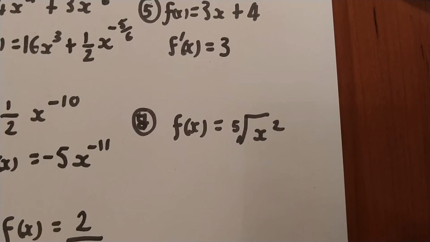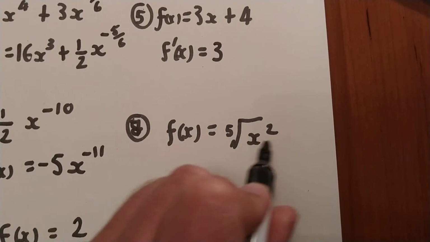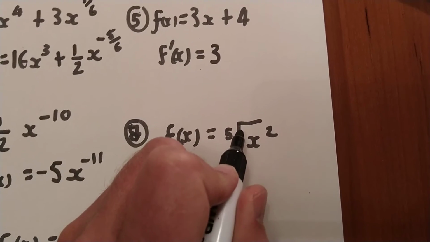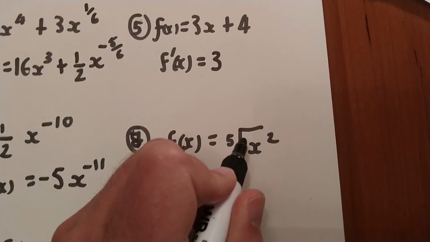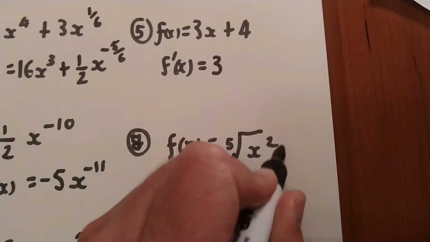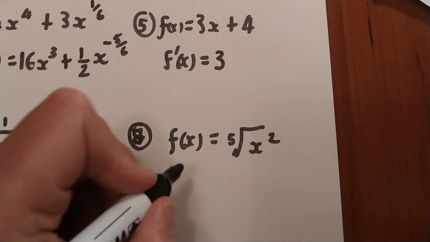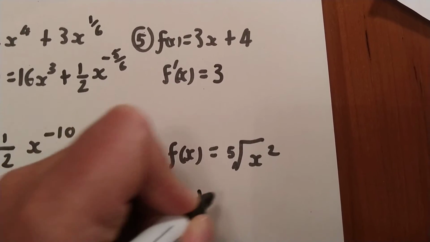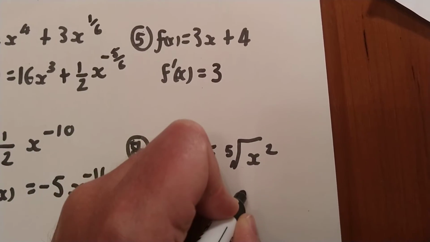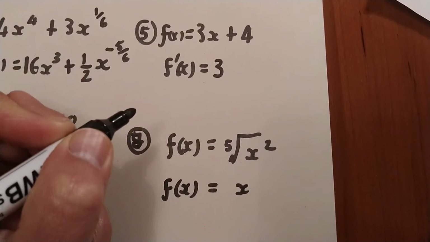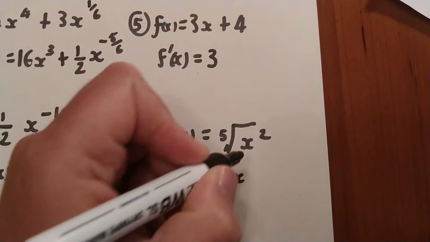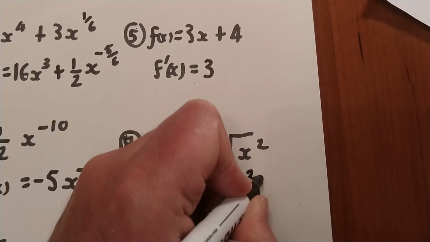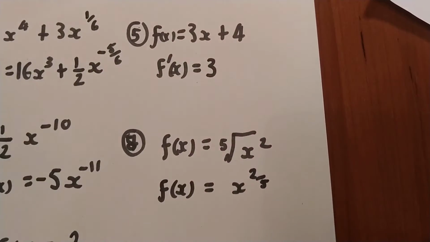Example 8. F of x is, now if there is a root involved, we're not allowed to differentiate something when it's underneath a root. So I need to rewrite this without the root sign. So this is still f of x. This is not f dashed x yet. I've not differentiated. I'm just going to rewrite this from what we've said before on indices, x squared, when we write roots as a fraction. This is the same thing as saying x to the 2 over 5.